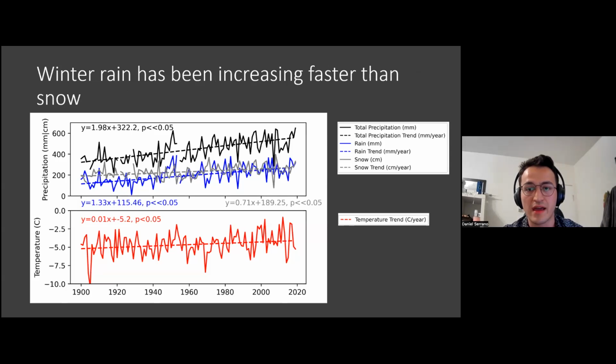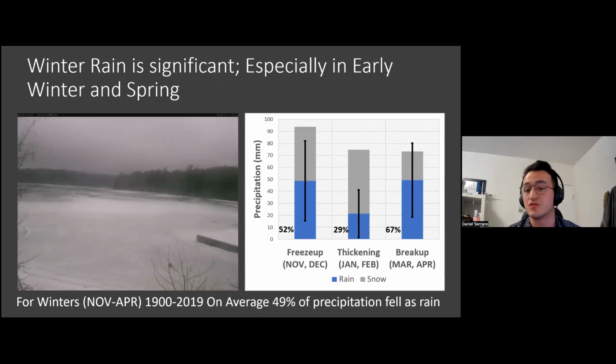So here are the results of that long-term trend. What we're looking at is our winter rain accumulations for winters from the 1900s to 2019. And we see that winter rain has been increasing faster than snow. We see that by the blue curve. By the end of the century it is already about the same level as the snow, which is shown in the gray. And we also see in the black the total precipitation. In the red, you also see that there are temperature trends, which have also shown to increase over the about 100-year period. We also see that rain has become more significant over time.